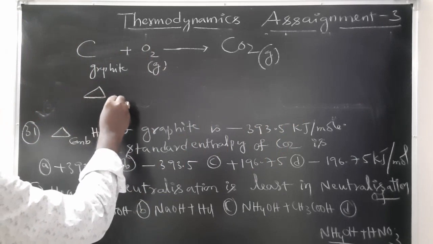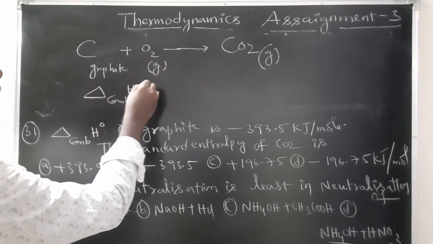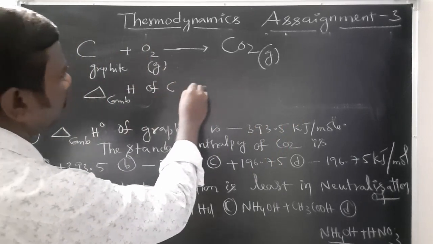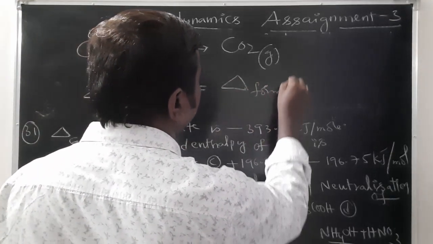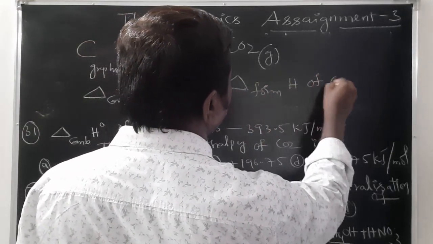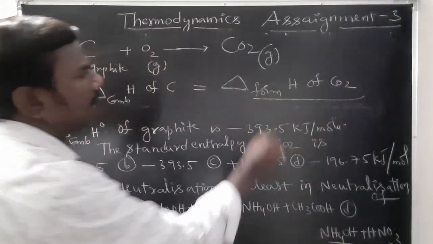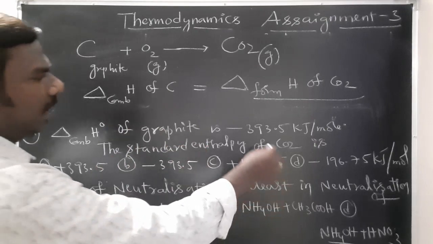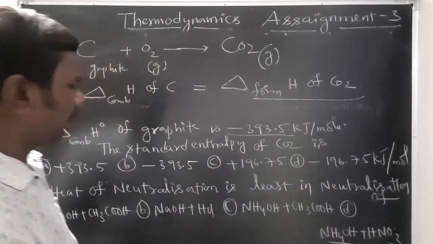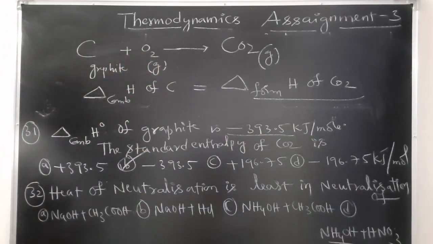Enthalpy of combustion of graphite carbon is equal to enthalpy of formation of CO2. It is enthalpy of formation of CO2. Answer will be same. It is minus 393.5. Here also minus 393.5.